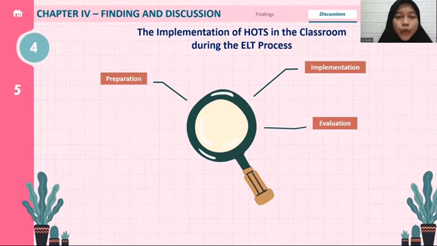Okay, next, I will explain about the discussion of this research. First one is the implementation of HOTS in the classroom during the ELT process. First is preparation.